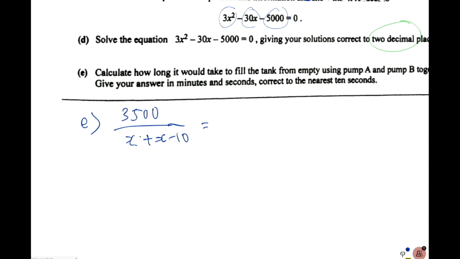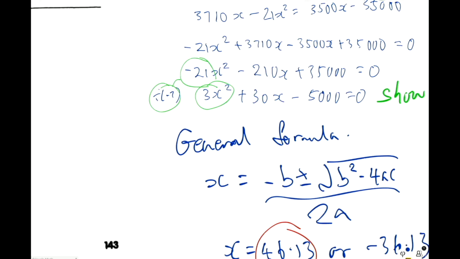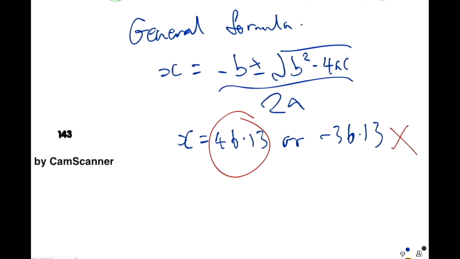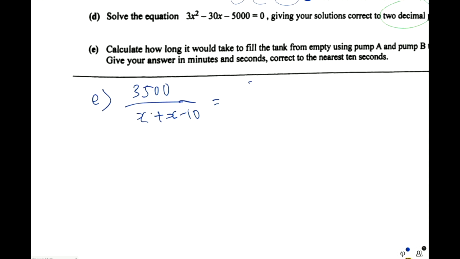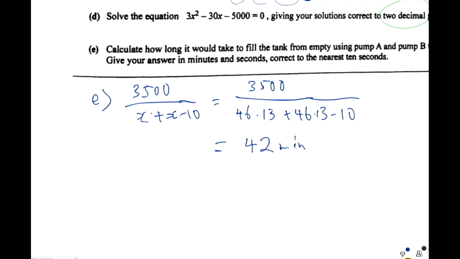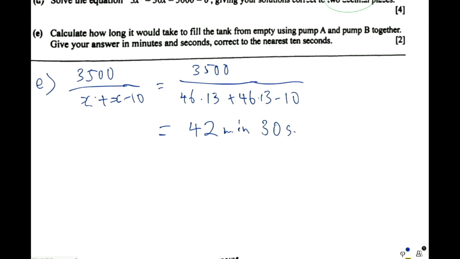And from the previous question, we found that x is 46. So if x is 46, we just put into the equation. So we get 3500 divided by 46.13 plus 46.13, take away 10. Right, so evaluating this, we will get 42 minutes and 30 seconds. So that is the total time taken.